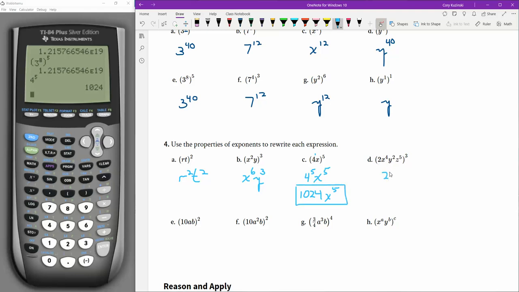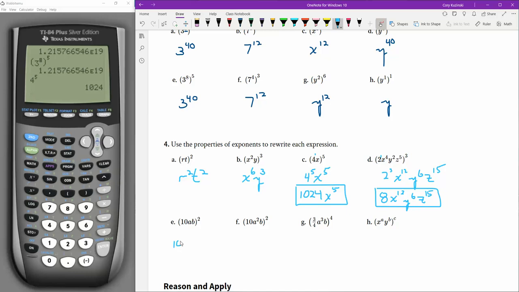This is 2 cubed. X to the 4th cubed is x to the 12th. Y squared cubed is y to the 6th. And z to the 5th cubed is z to the 15th. I'm going to change that 2 cubed to 8. So all I did was take all of those exponents and multiply them by 3, including that exponent right there. There's a 1. That's 2 to the first power.